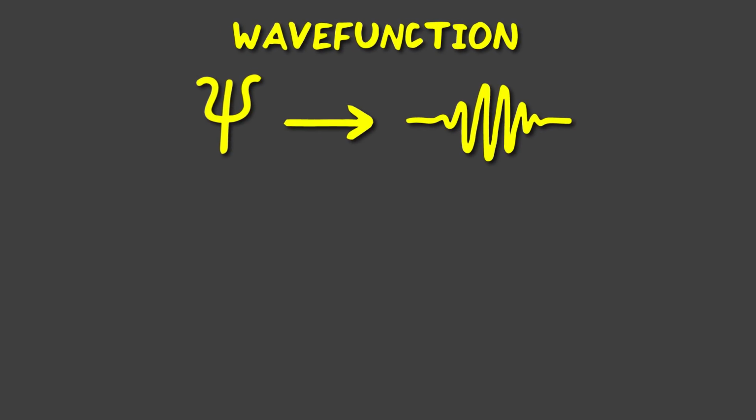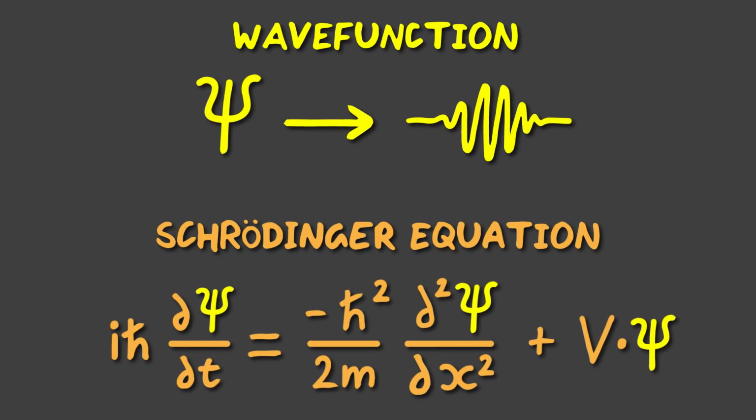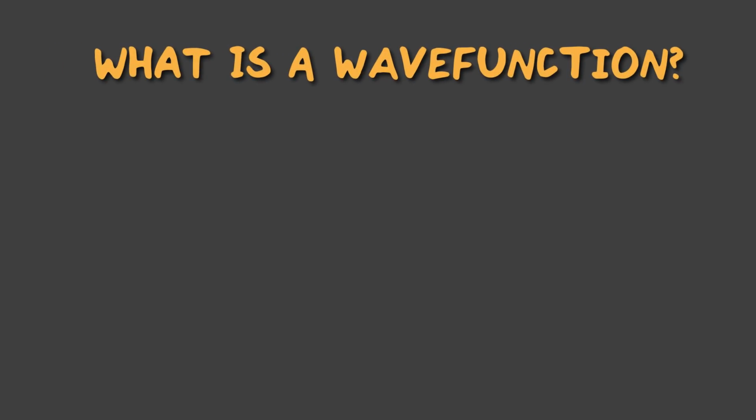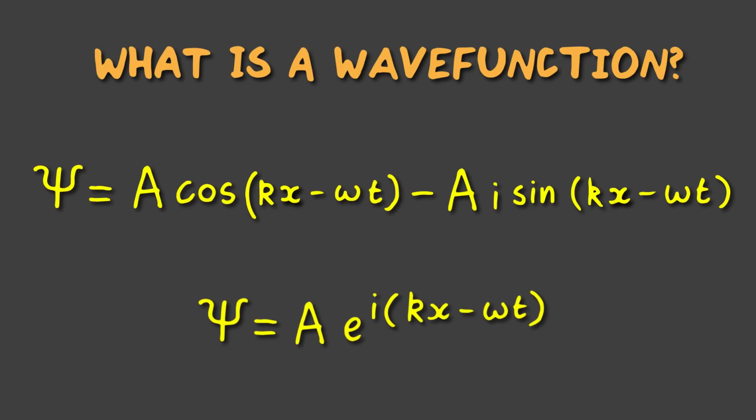In quantum mechanics, particles are things we only see when we measure them, but how they move around is described by a wave function that satisfies the Schrödinger equation, which I talked about in my last video. But what is a wave function? Let's take a look. Here's an example of a wave function.